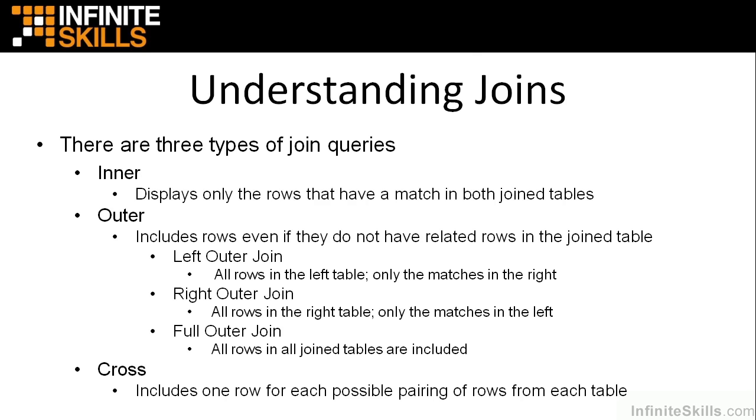Then there's a cross join. This includes one row for each possible pairing of rows from each table. This is a Cartesian result. We'll take a look at it later. But that's the basics of joins. That's how we got to joins. And coming up in the next video or so, we'll look at the query structure for a join query. So join me there.